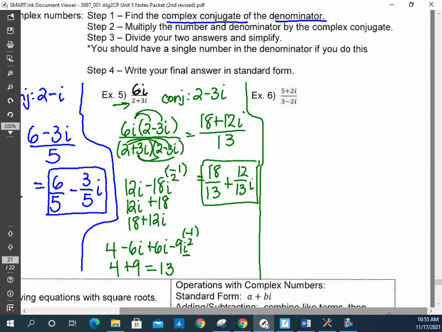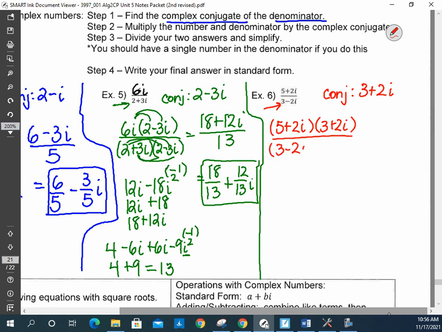So let's do one more. Last example here. 5 plus 2i divided by 3 minus 2i. Same rules apply. The conjugate of the denominator is 3 plus 2i. So you multiply the numerator and denominator by the complex conjugate.